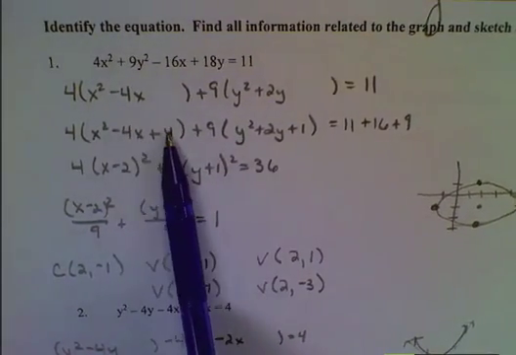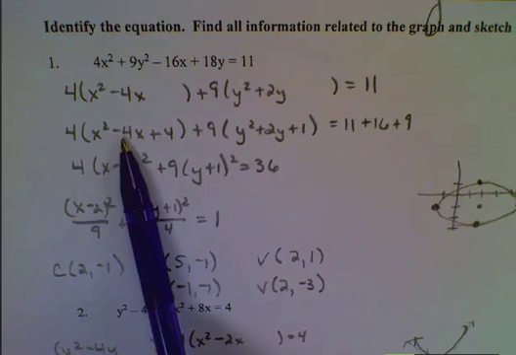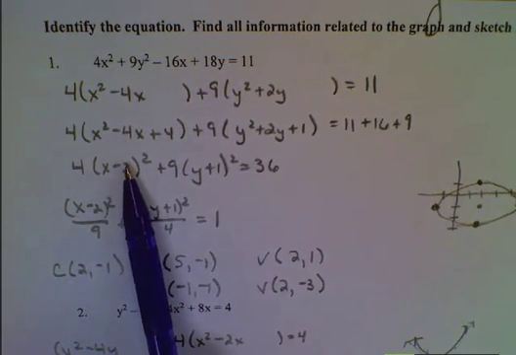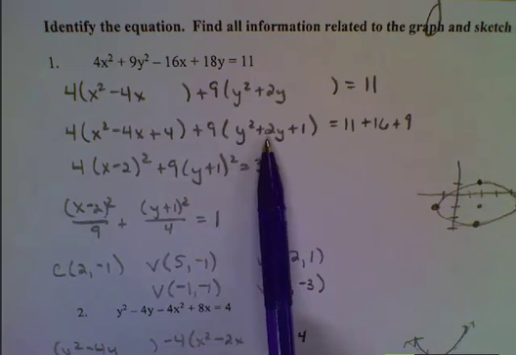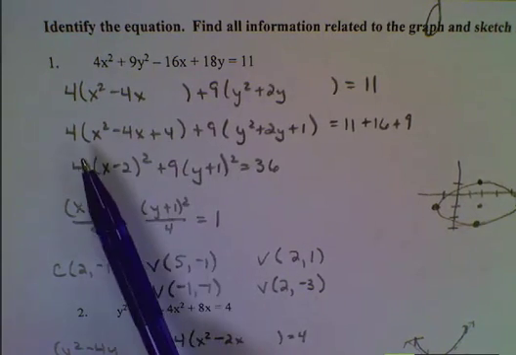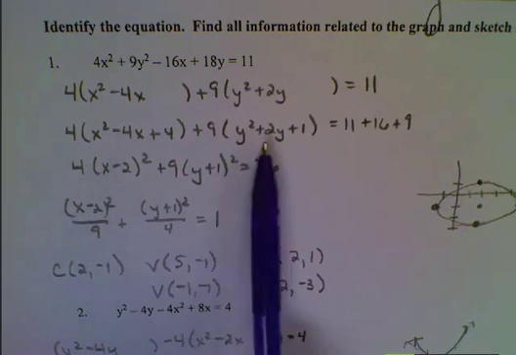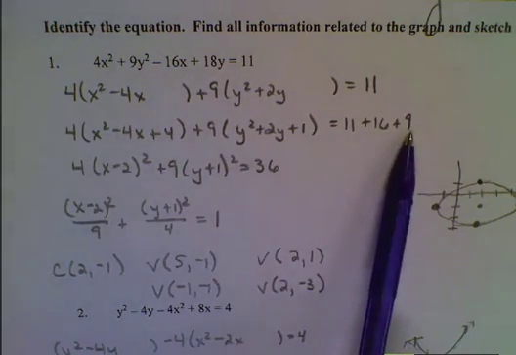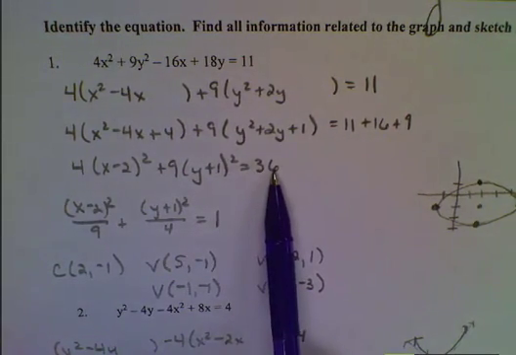So this now is a perfect square, so I wrote it as x minus 2, whatever half of that is, squared. This became y plus 1 squared. I have to keep the 9 out in front of that. I have to keep the 4 out in front of that. Over here I added 16 and 9, which add up to 36.